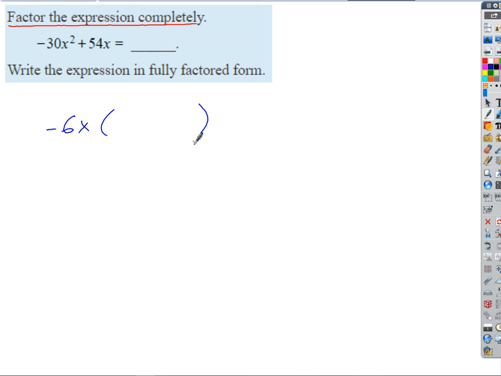All the stuff that we can take out. What do we mean? What do we call that? Greatest common factor. Right? So we're always going to try first to factor out the greatest common factor. Right? That's our goal. What's left behind if we do that? What goes here? 5x minus 9. Okay, how did you get those answers?